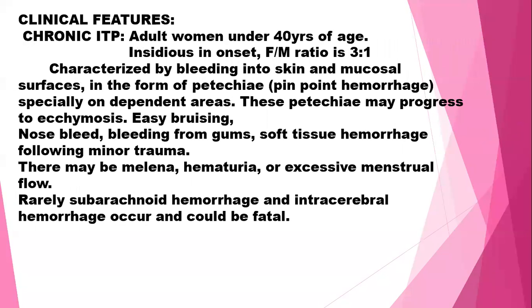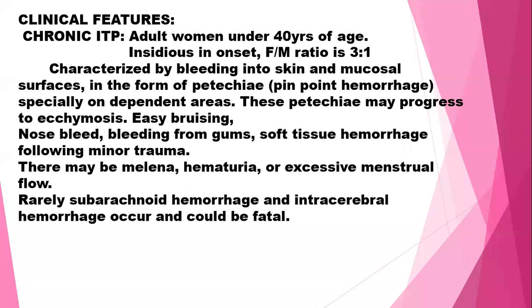Clinical features of chronic ITP: most commonly, adult females under 40 years of age are affected. The disease is insidious in onset, and the female to male ratio is 3:1. This disease is characterized by bleeding into the skin and mucosal surfaces in the form of petechiae or pinpoint hemorrhages, especially on the dependent areas. These petechiae may progress to ecchymosis, easy bruising, nosebleed, bleeding from gums, and soft tissue hemorrhages following minor trauma.